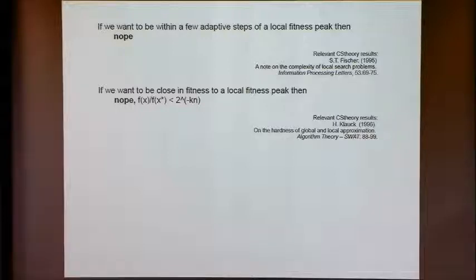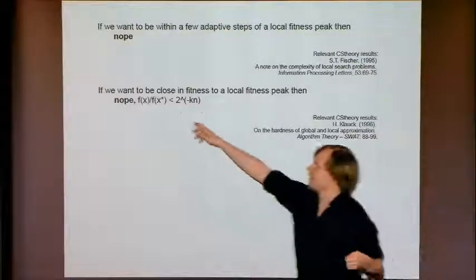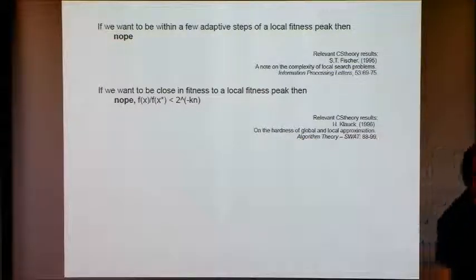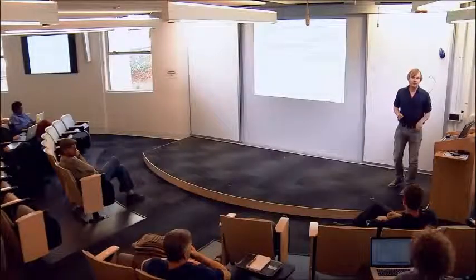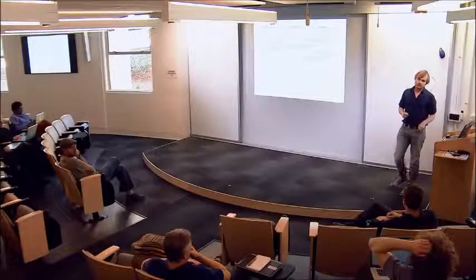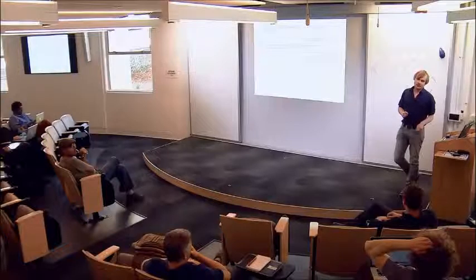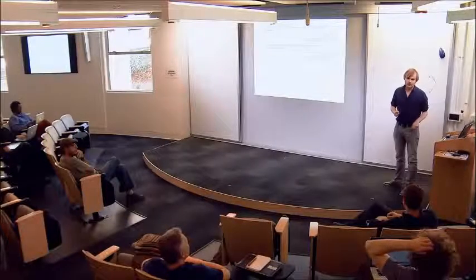If you mean that your fitness is close to the fitness of a local peak, then let x star be the local fitness peak of lowest fitness, and you're not even exponentially close to its fitness. What's the distribution of fitnesses? Hmm? I mean, the NK model. NK model. Okay. It doesn't matter what distribution I draw.